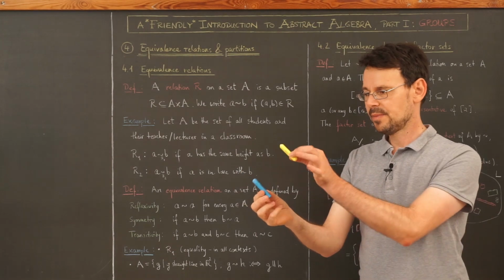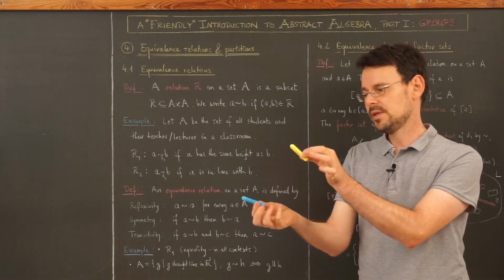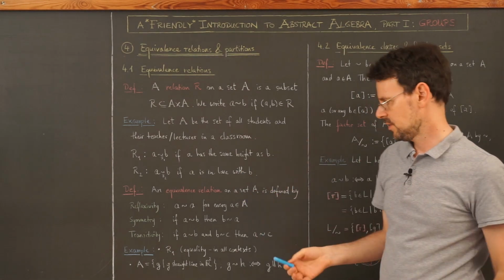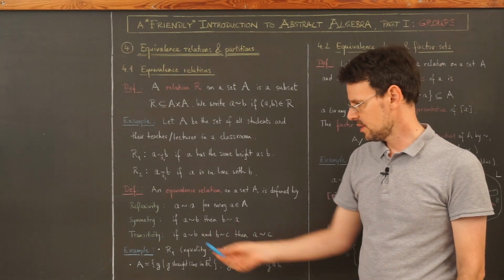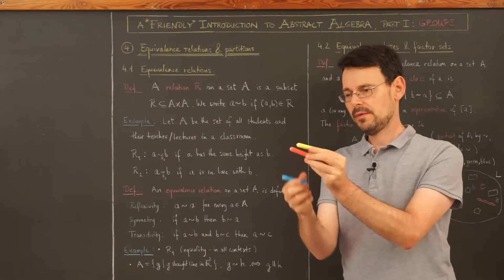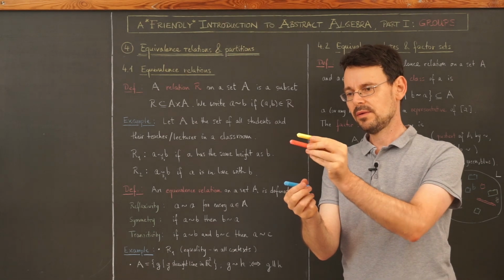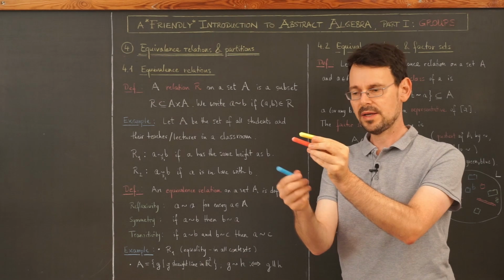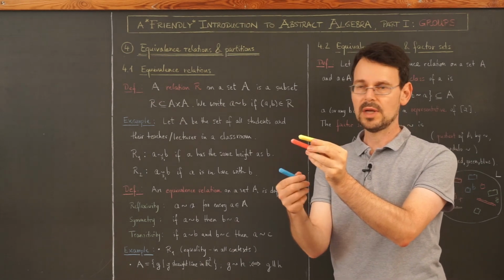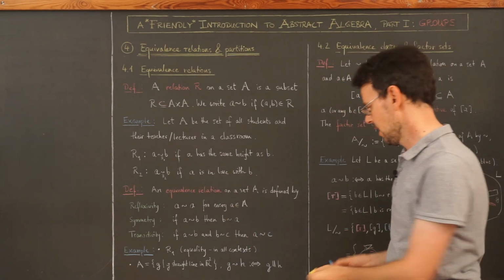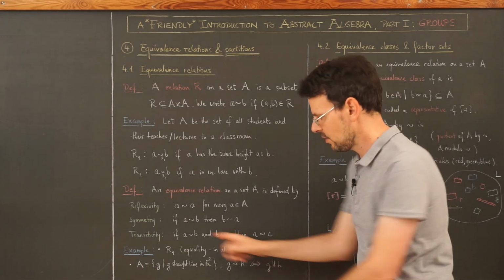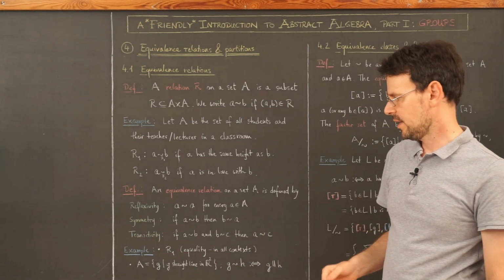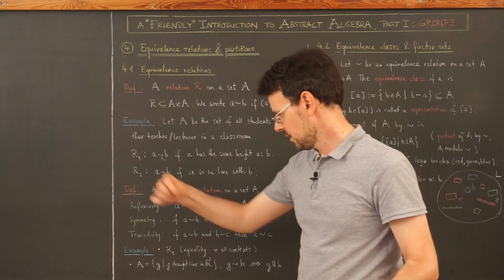If one line is parallel to another, then this one is also parallel to that. So it's also symmetric. Is it transitive? Well, yes. If the yellow line is parallel to the red line and the red to the blue, then of course the yellow line is also parallel to the blue line. So this is another example of an equivalence relation here on a completely different kind of set, the set of all straight lines in the plane.